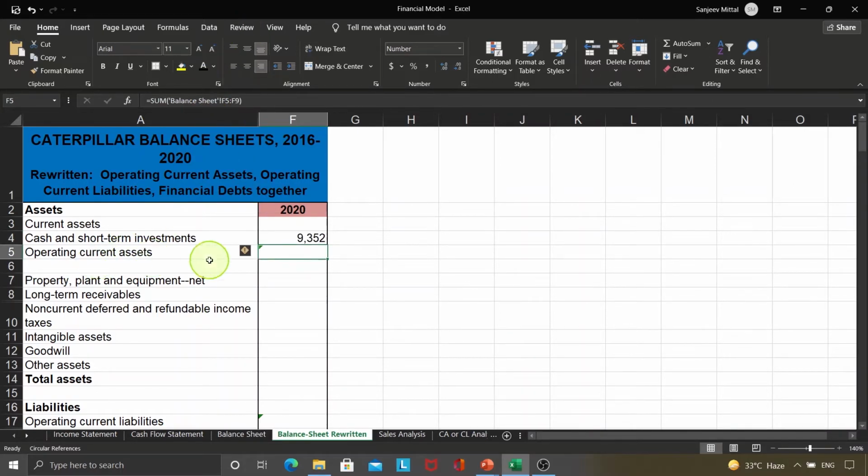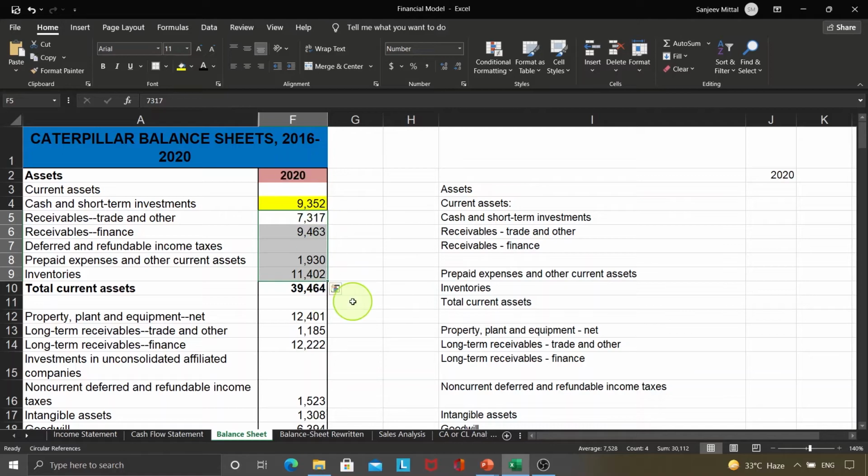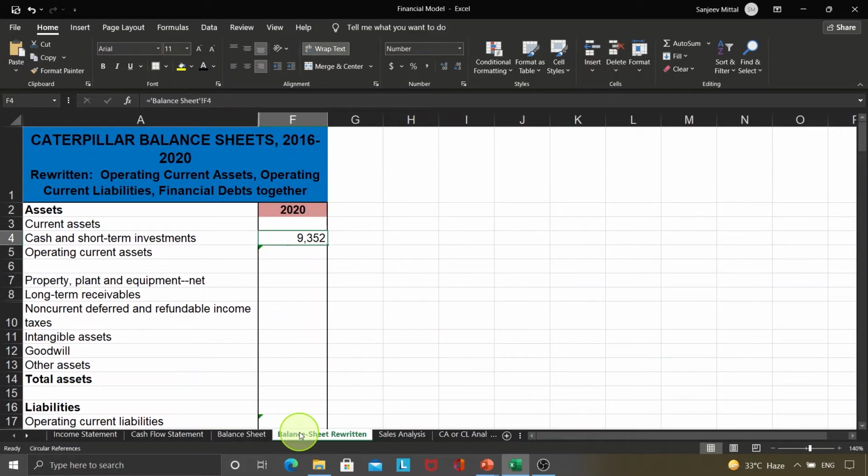After that, all the operating current assets will be compiled here. Now, in the balance sheet, every current asset, like your debtors, your inventory, your prepaid expenses, is shown independently. But for rewriting purposes, we are showing it here in a cumulative manner. So for operating current assets, I have selected all these operating current assets except cash and short-term investments. If I highlight them and go to the balance sheet rewritten area, you can see that all the operating current assets have been shown here.